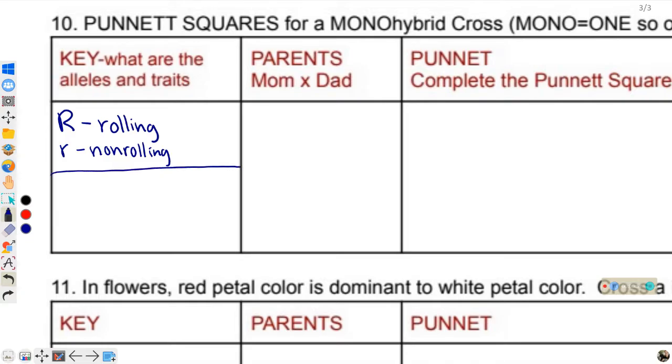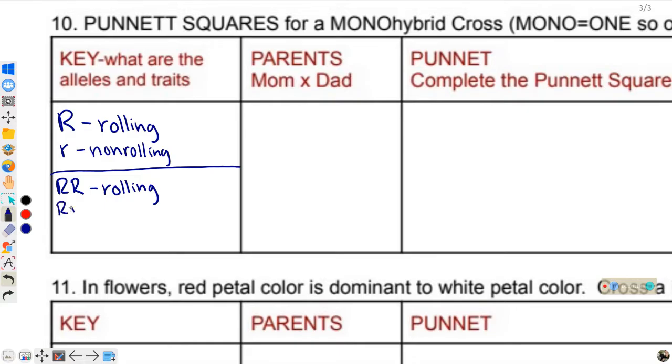Now I'm going to draw a line under that. I'm going to do my genotype to phenotype key. Genotypes are the two letters you have. Phenotypes are the physical appearance of that trait. So starting off, if I have two big R's, I have two alleles for rolling. That person is going to be able to roll their tongue. That will be their phenotype.